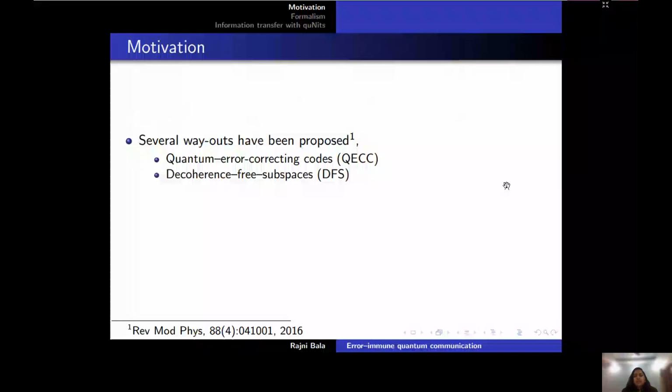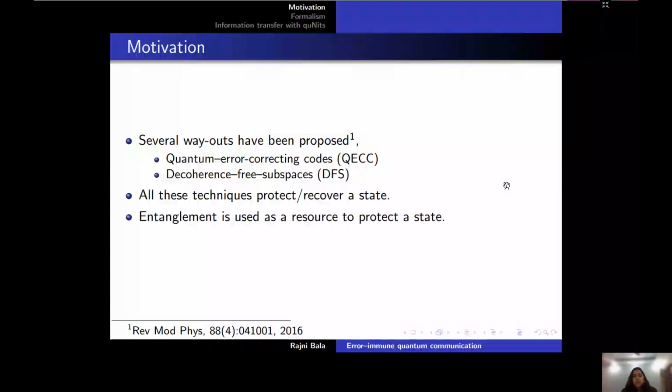These techniques either protect a state from being corrupted by the noisy operations, or they recover the original state from the noisy state. However, all these techniques use entanglement as a resource. That is, the information is encoded in a multipartite entangled state.